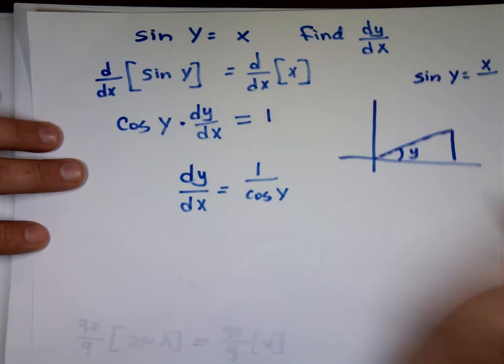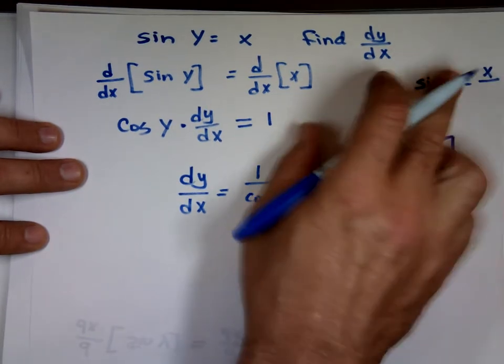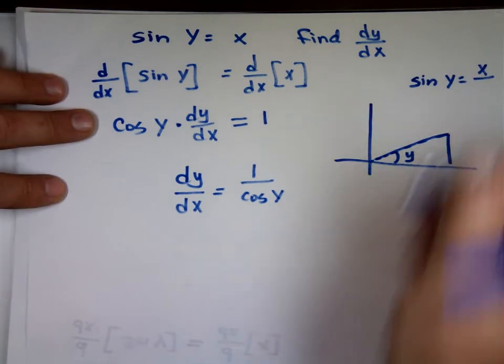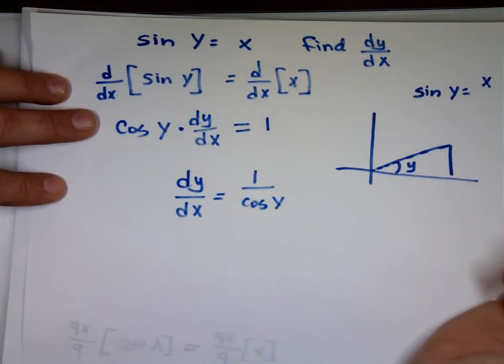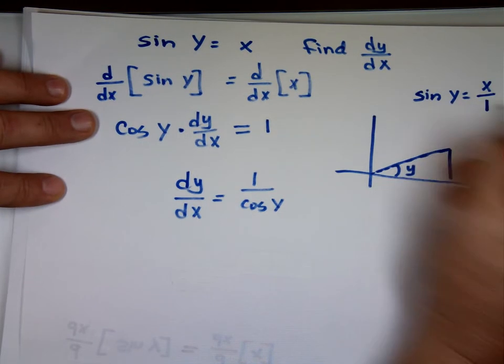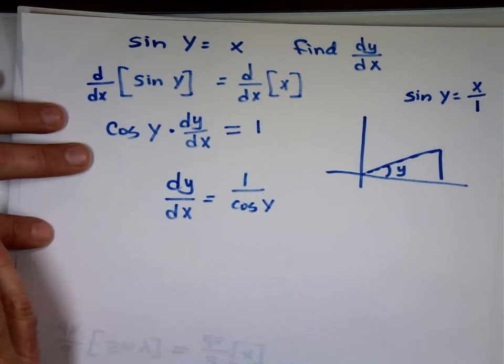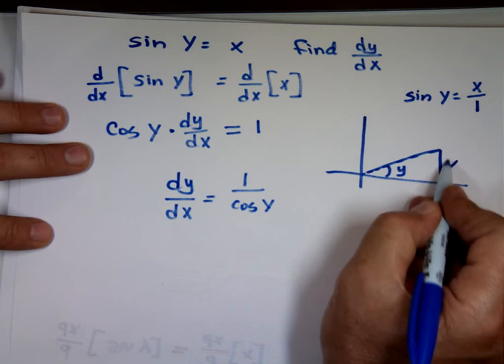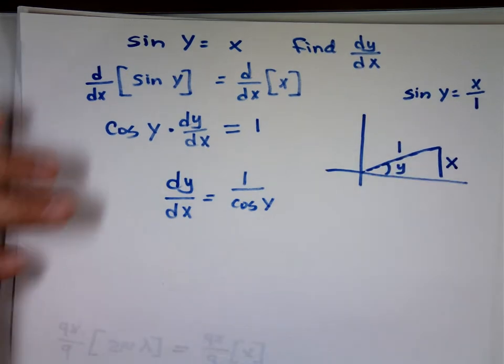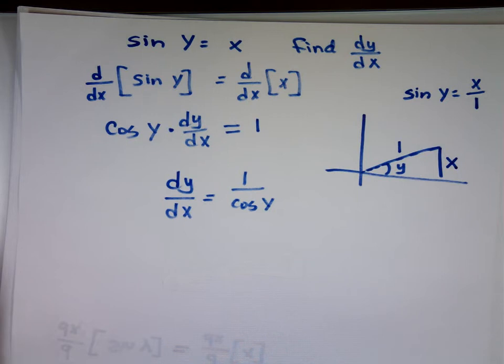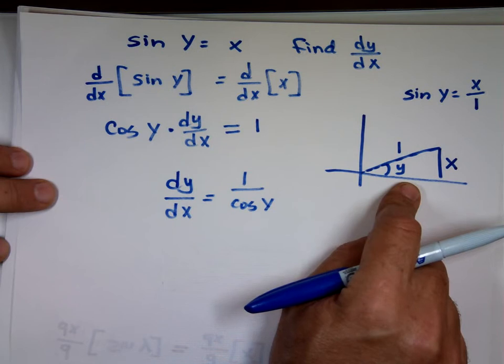If the sine is just x, can you write the x as a fraction? X over 1. That tells you this is the opposite, x, and this is the hypotenuse. The sine is opposite over the hypotenuse. Can we find what the adjacent is now? Because if we know the adjacent, we know the cosine.